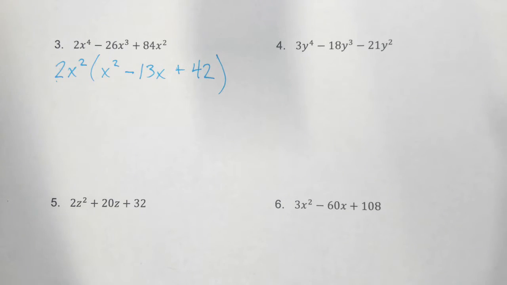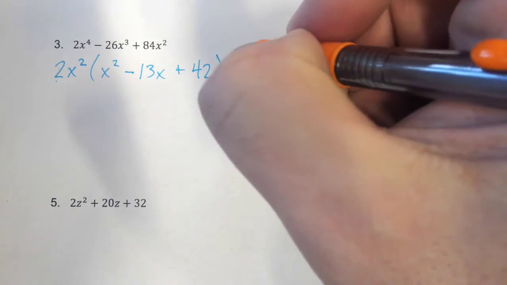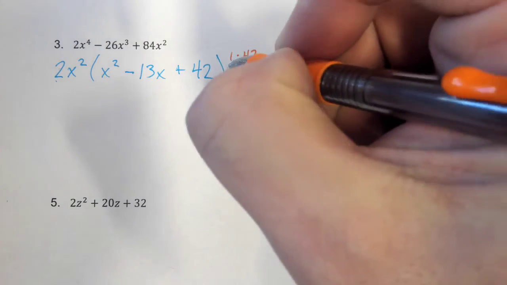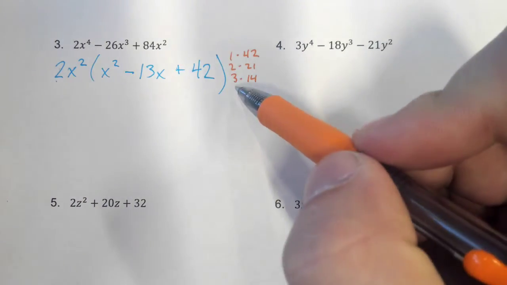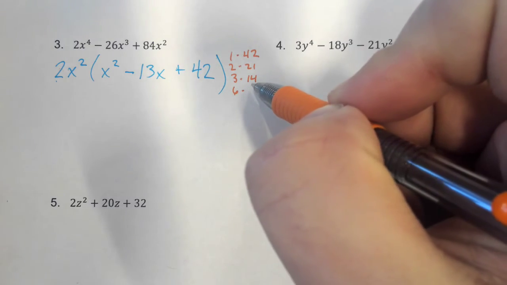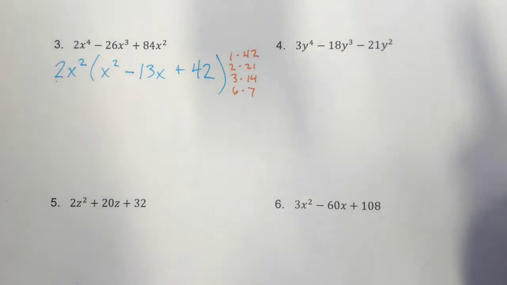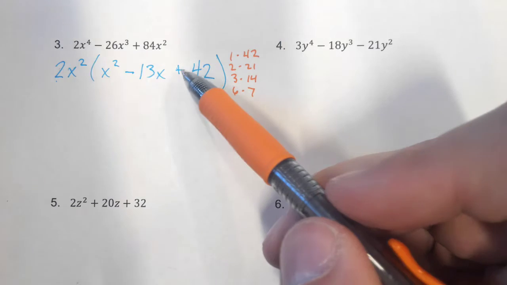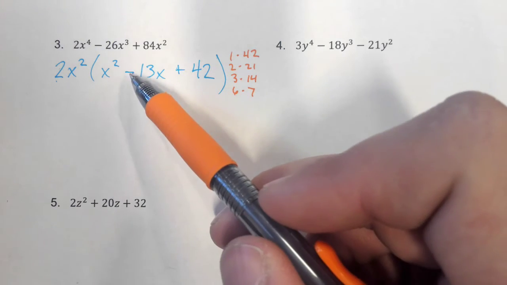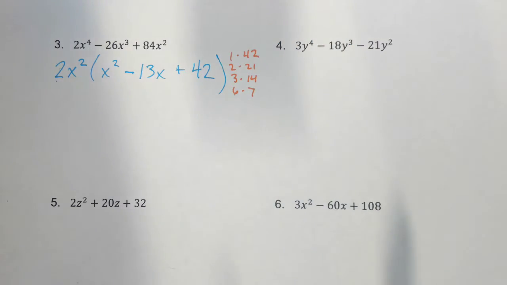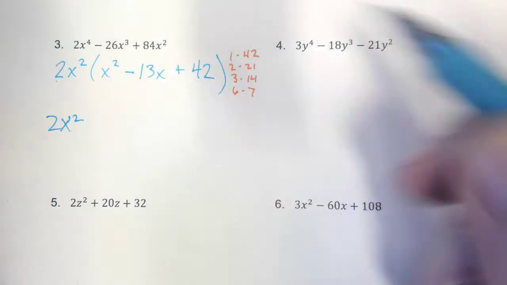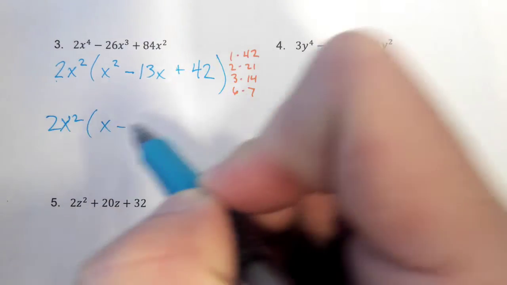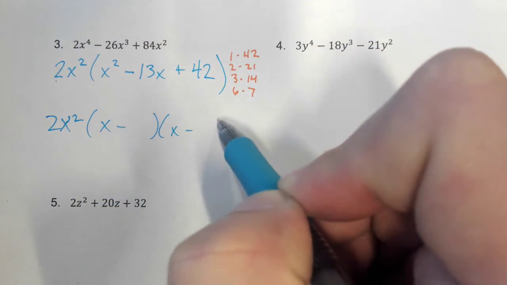We factored it out. Now we're going to look at the factors of that third term, 42. There's 1 times 42, 2 times 21, 3 times 14, 5 doesn't go into it, and then 6 times 7. 4 doesn't go into it either. Okay, my third sign is positive, so I adopt the sign of the second term for both. So I know that my answer is going to be 2x squared with an x minus and an x minus.